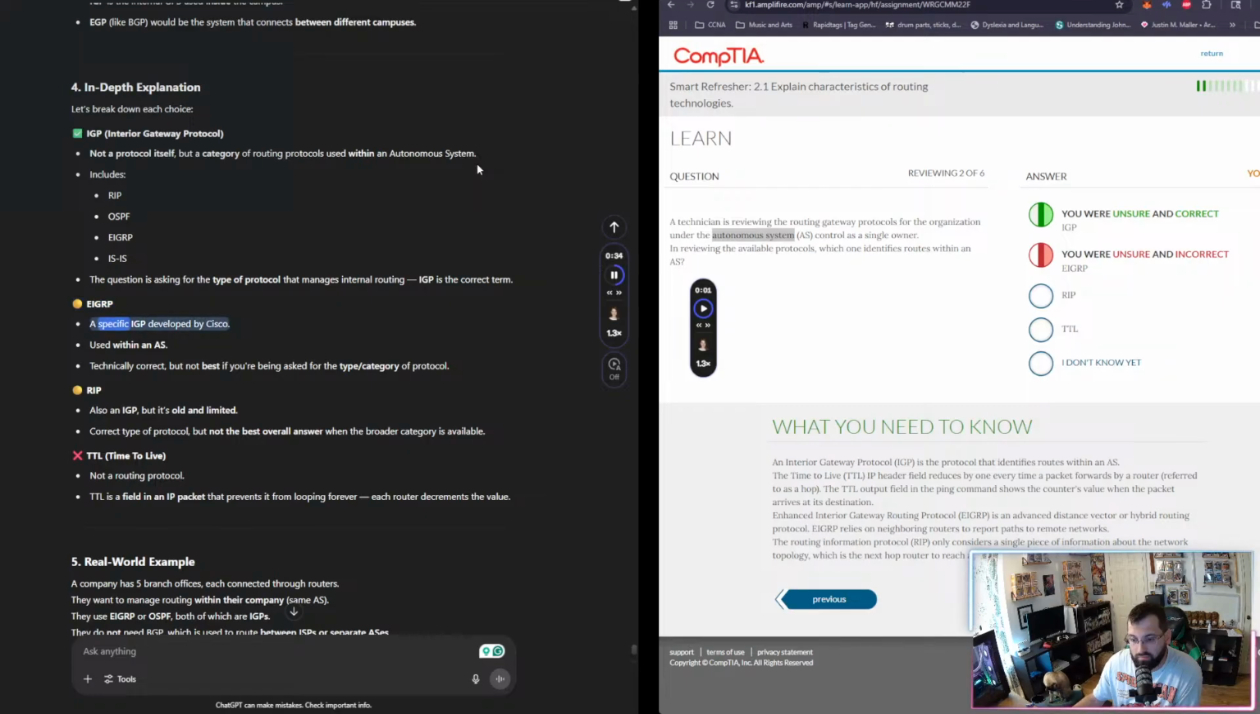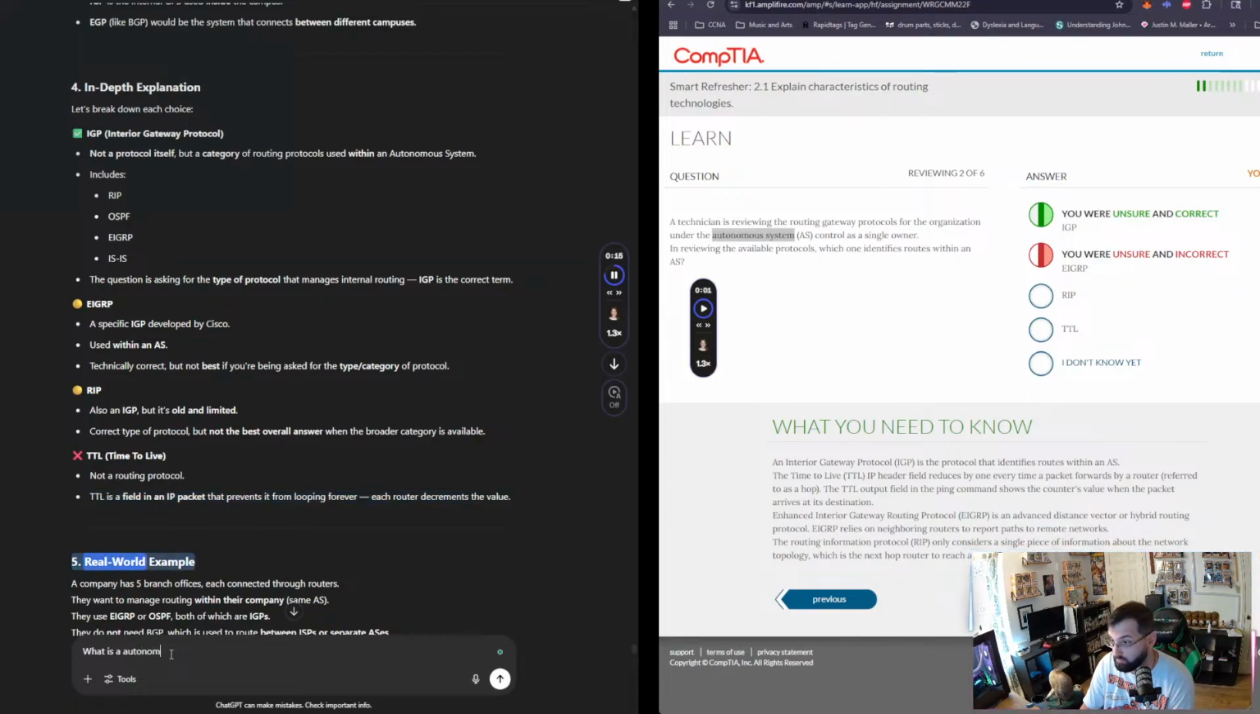EIGRP, a specific IGP developed by Cisco, used within an AS. Technically correct, but not best if you're being asked for the type or category of protocol. Let's go down this rabbit hole. RIP: also an IGP, but it's old and limited. Correct type of protocol, but not the best overall answer when the broader category is available. TTL, time to live: not a routing protocol. TTL is a field in an IP packet that prevents it from looping forever. Each router decrements the value.